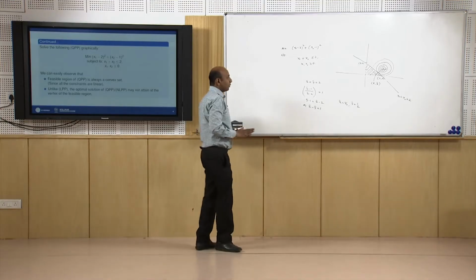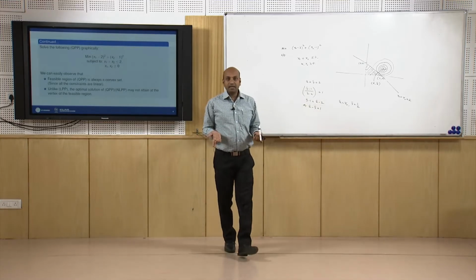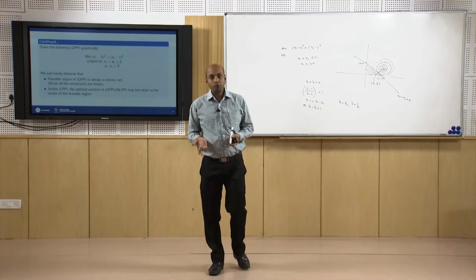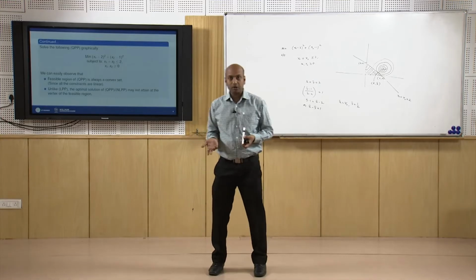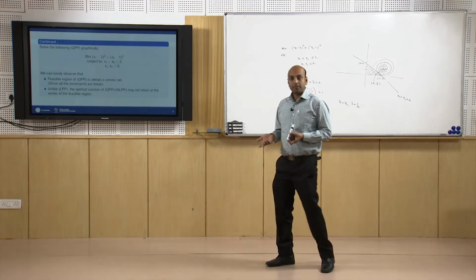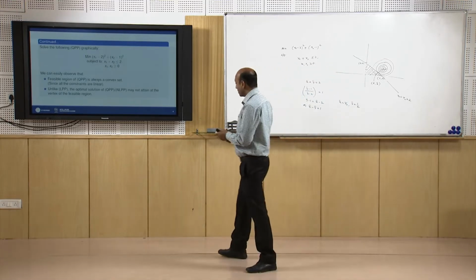So, there is one way out to solve a quadratic programming problem, but we can easily see that only for two variable problems can we apply the graphical approach, not for problems with more than two variables. So, how can we solve those problems? Let us see.